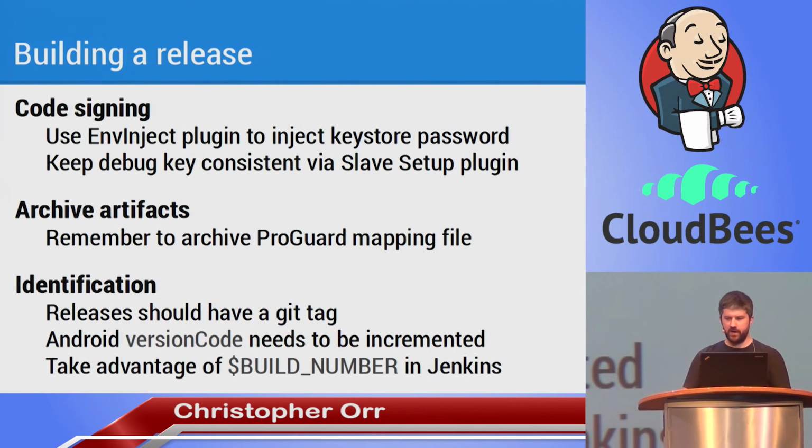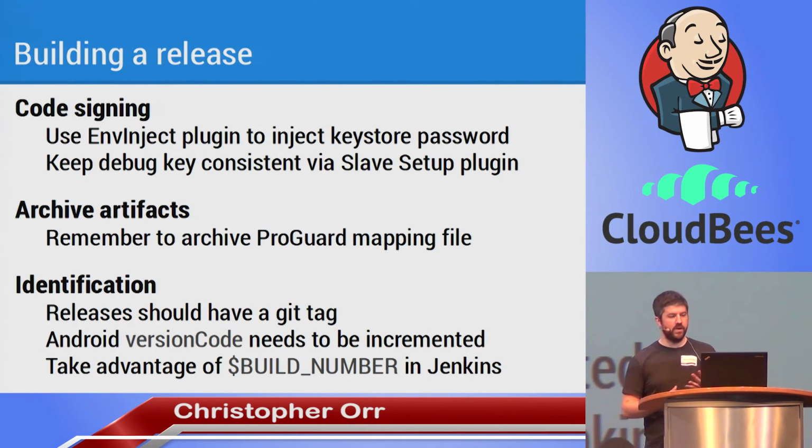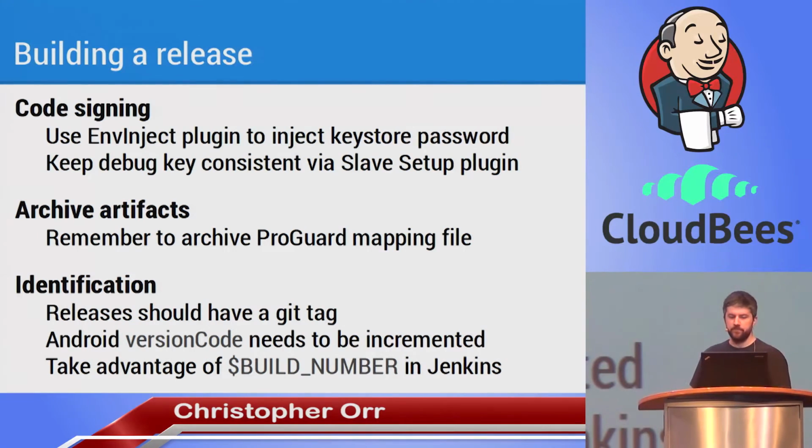So about actually building a release itself. There's a code signing requirement, it's pretty simple really. Android apps are signed by default. For debug versions, they're signed by a key that's essentially random for each developer, generated randomly the first time you use the Android SDK.